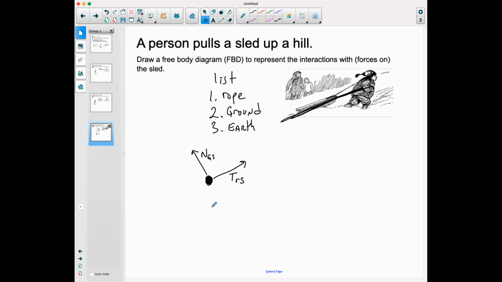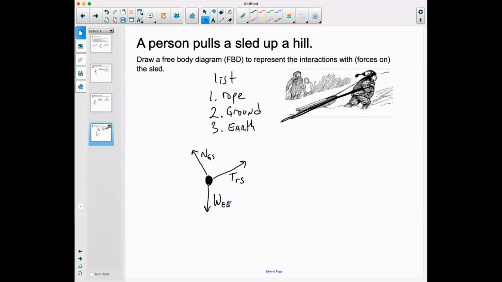All right, we also, of course, the earth is acting on the sled. The earth acts straight down toward the middle of the earth, always. And so we're going to draw that vector like that, straight down to the middle of the earth. And again, we label that weight, which is the earth interacting with the sled.